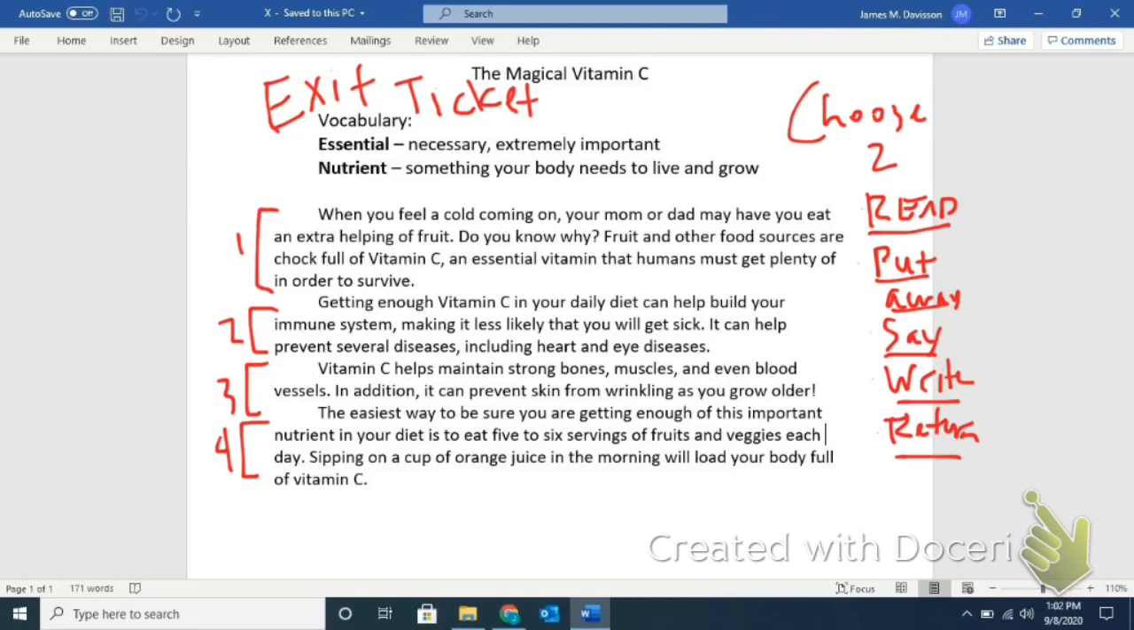It can help prevent several diseases, including heart and eye diseases. Vitamin C helps maintain strong bones, muscles, and even blood vessels. In addition, it can prevent skin from wrinkling as you grow older. The easiest way to be sure you are getting enough of this important nutrient in your diet is to eat 5 to 6 servings of fruits and veggies each day. Sipping on a cup of orange juice in the morning will load your body full of vitamin C.